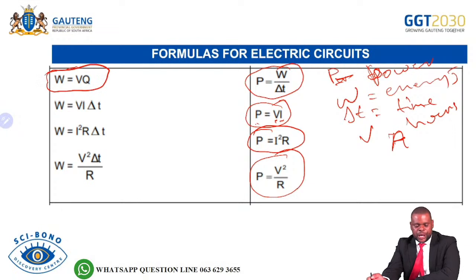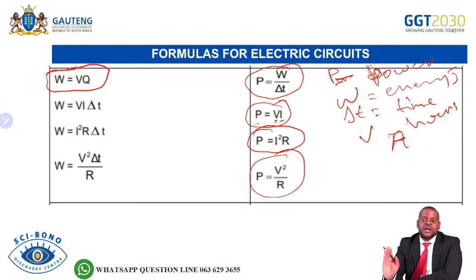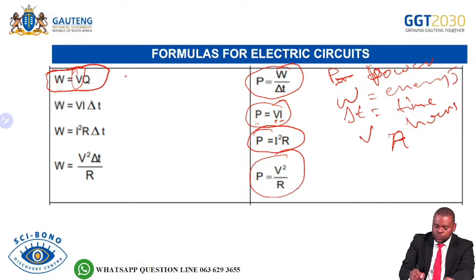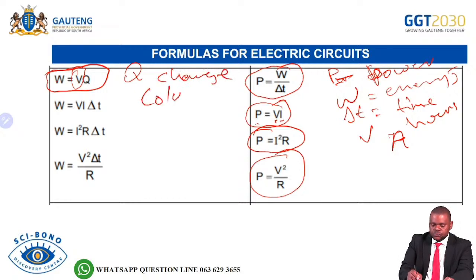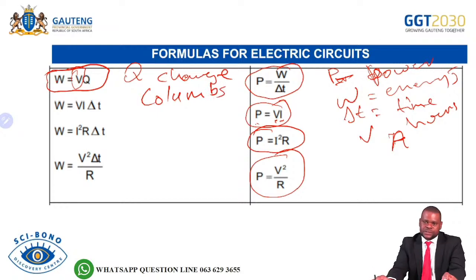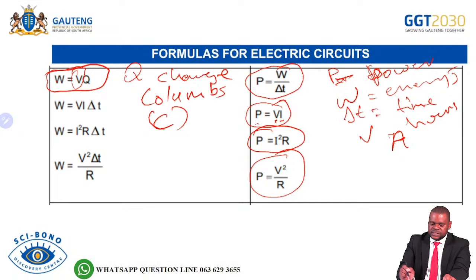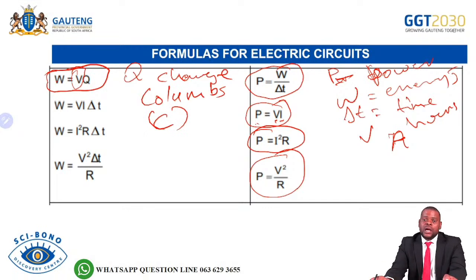Then we go here. In this formula that you see here, W is energy, or what? The heat that is formed by what? That is caused by resistance and current, and is measured in joules. Then we have a V here. V is still potential difference, and then Q is charge. Q is charge. And it's measured in what? It is measured in coulombs. Are we together? Or capital letter C. Are we together, grade 12?